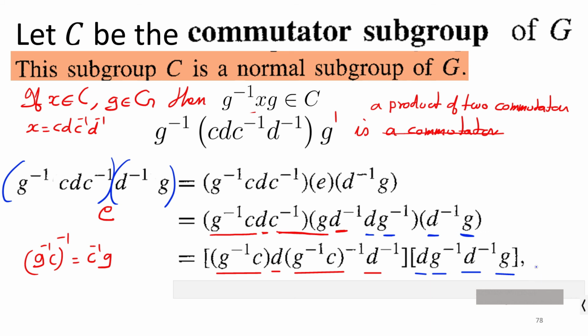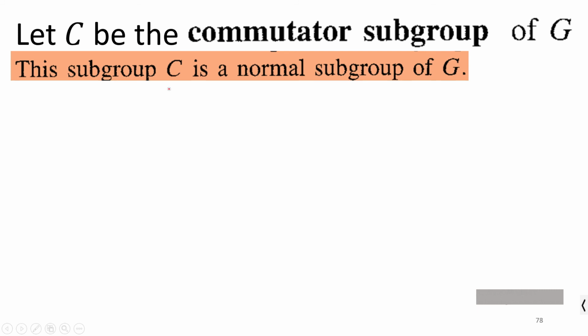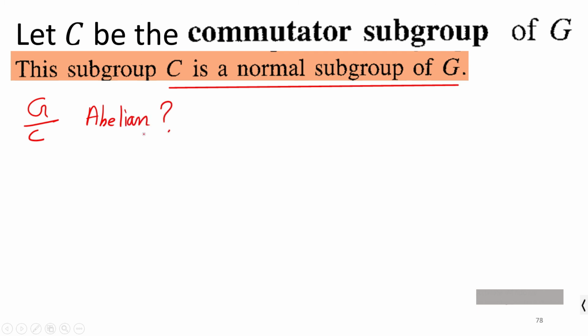So you proved that G inverse XG, for a choice of X, is equal to CD, C inverse, D inverse, which is a commutator, and hence we proved that C is a normal subgroup of G. So when you have a normal subgroup, you can think about the corresponding factor group G over C. Now is it abelian? The required property is that AC into BC should be the same as BC into AC. So the proof is given here.